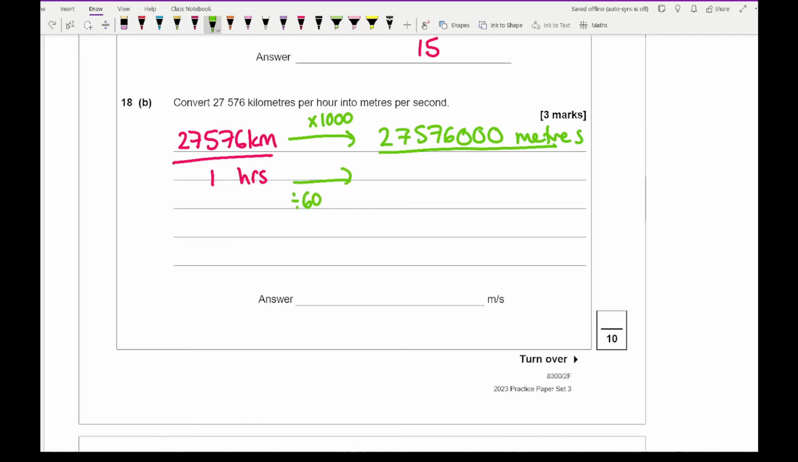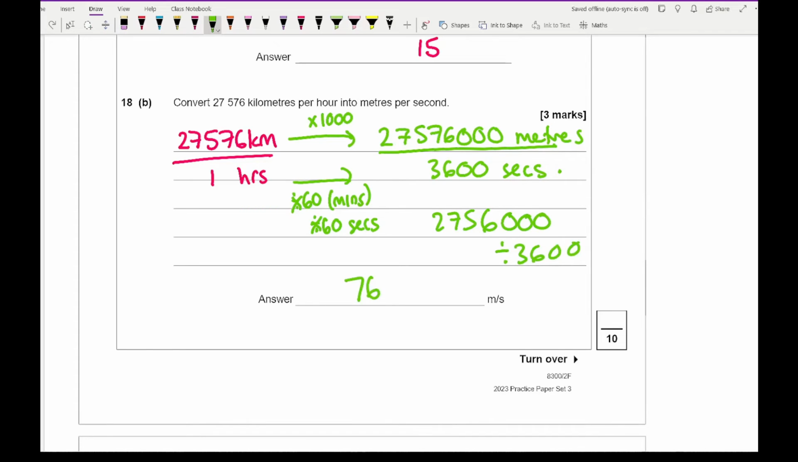So I divide by 60 to get minutes, and then divide by another 60 to get seconds. So that's going to be 60 times 60, so that's going to be 360 seconds in 1 hour. Actually, I missed off a 0 there. So it's 3,600. I was going to say that's a bit short. And then if I do 27,576,000 divided by 3,600, I should have the correct answer of 7660.